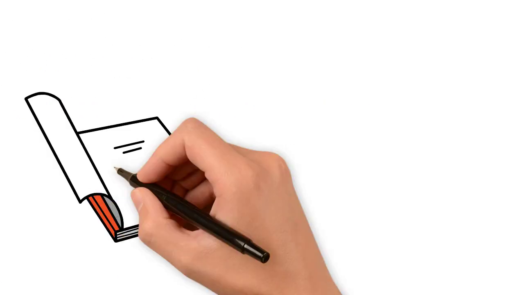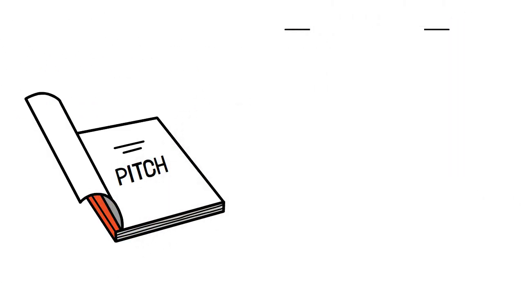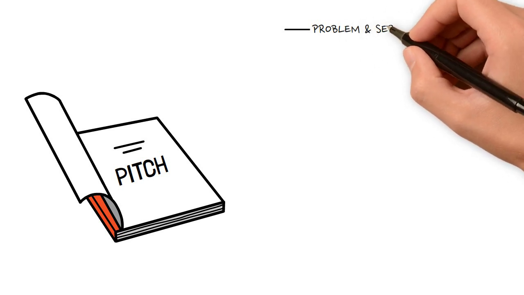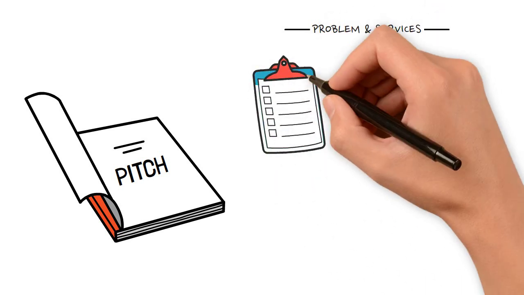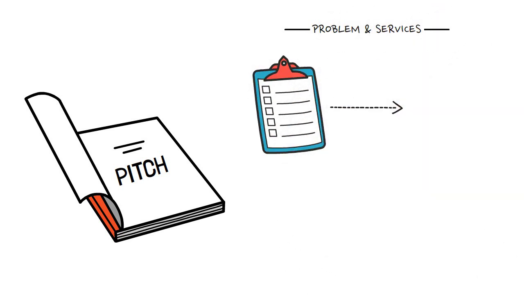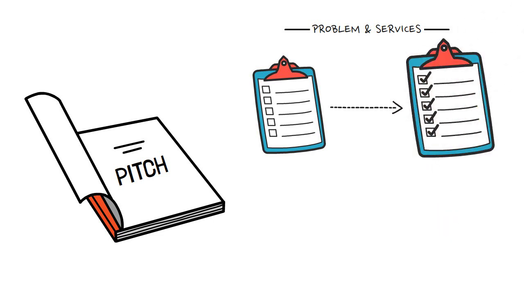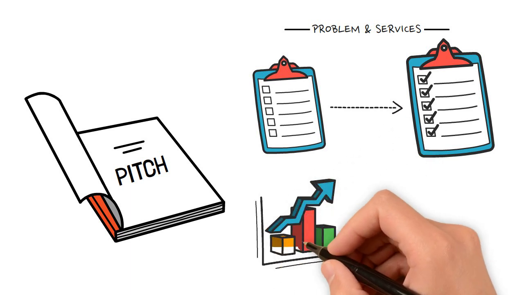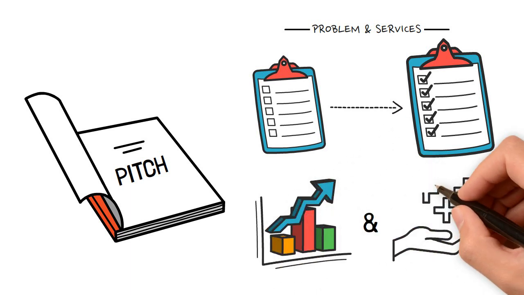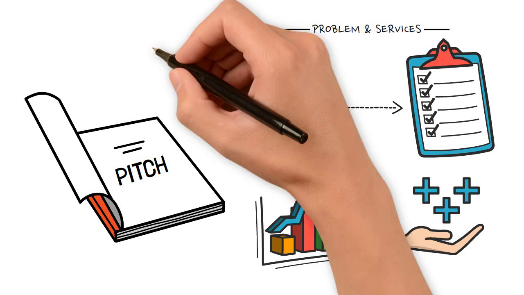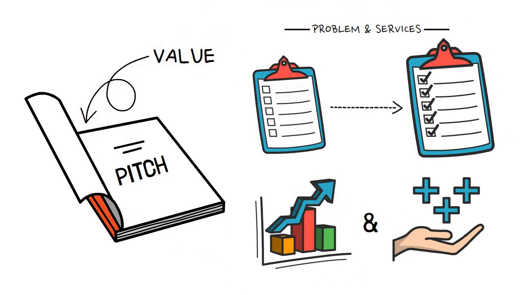The next section of your pitch deck should explain the problem that your product or service is solving. This should include both the current state of the problem, as well as how your product or service is uniquely positioned to solve it. You'll also want to demonstrate how your solution is better than existing solutions and how it will benefit your customers. This will help to explain the value of your product or service.